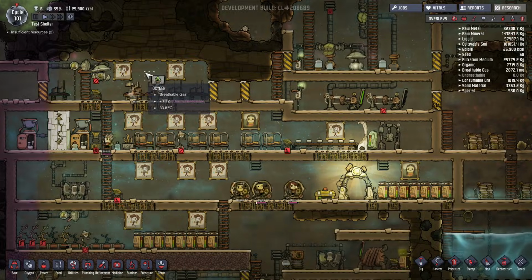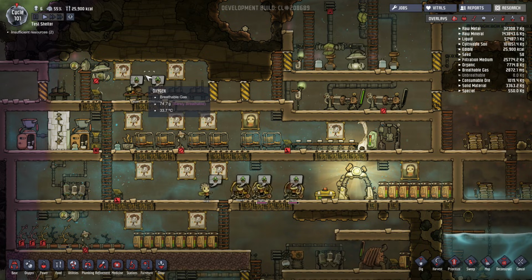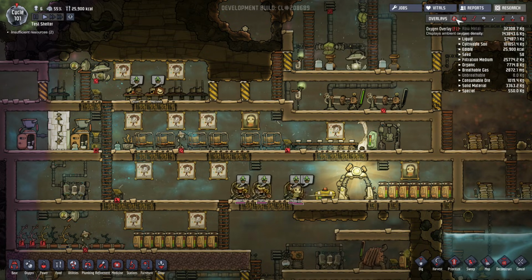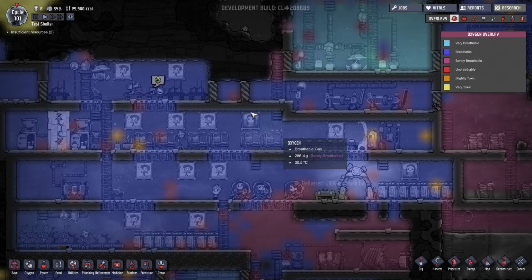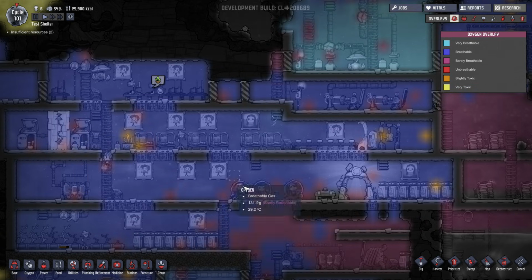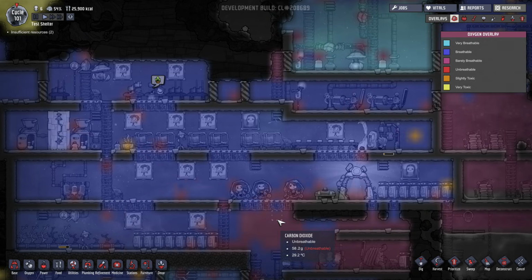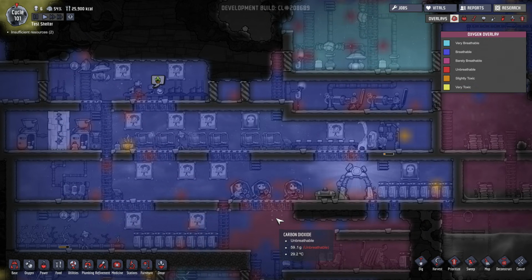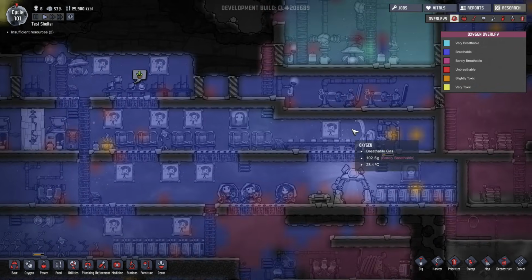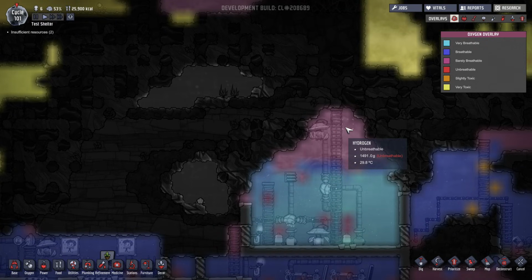Managing the gas within your colony is going to be one of the most important things you can do, in part because oxygen itself is a gas, and your duplicants need that in order to survive. While they're breathing in the oxygen, they're producing carbon dioxide, which you can see is pooling down here at the bottom area in my base, but there's also other types of gas you'll have to deal with in terms of hydrogen, which I have actually collected at the top of the base up here.